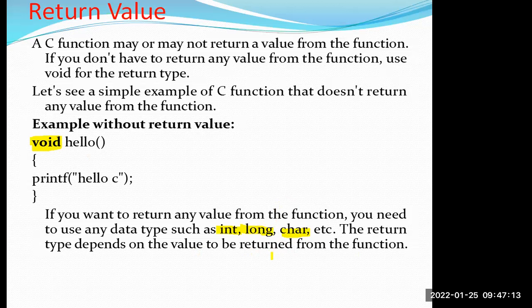If in a function you are returning a number 5, then you should use the int type. If you want to return the value 5 to the main function, then you should use int. If you want to return a character, for example A, B, C, D, any character, then you should use the return type char.